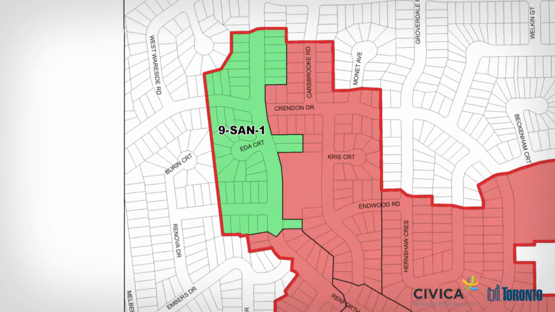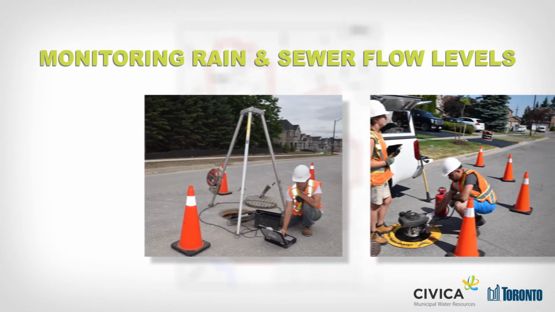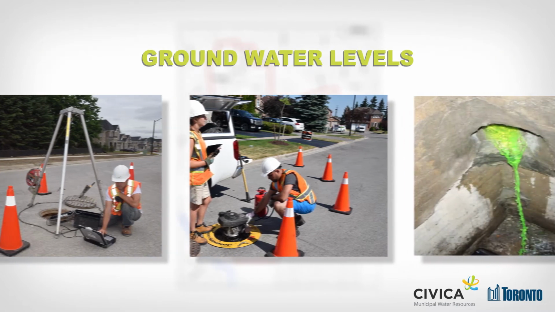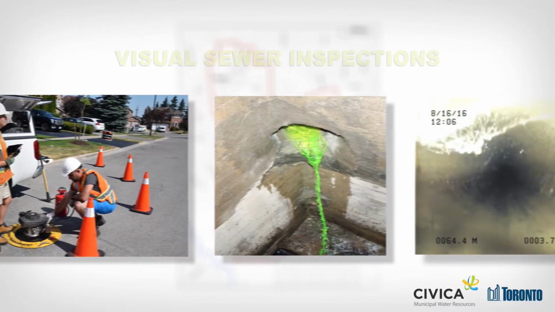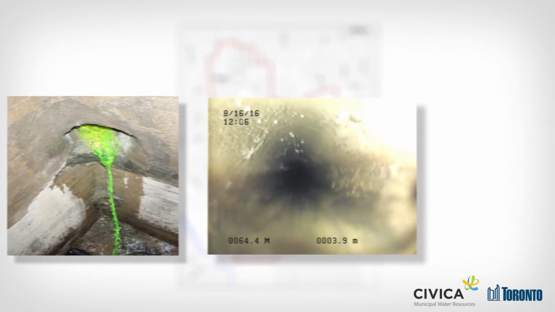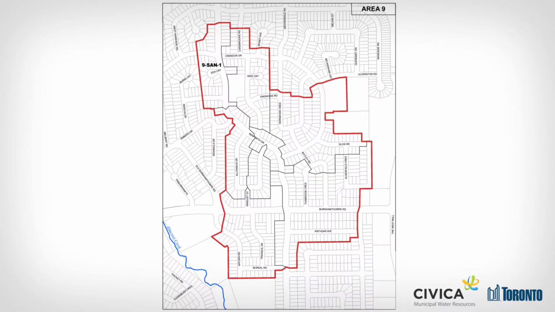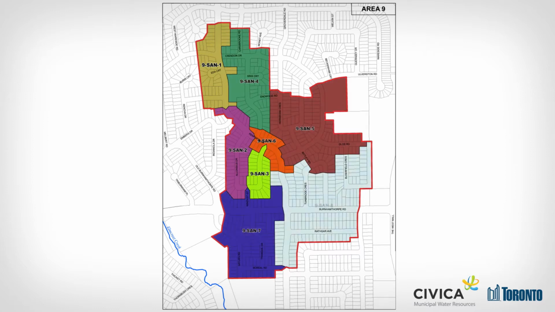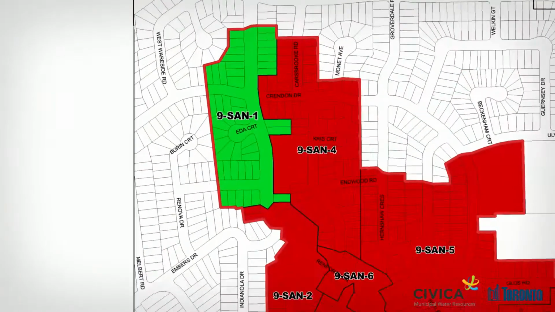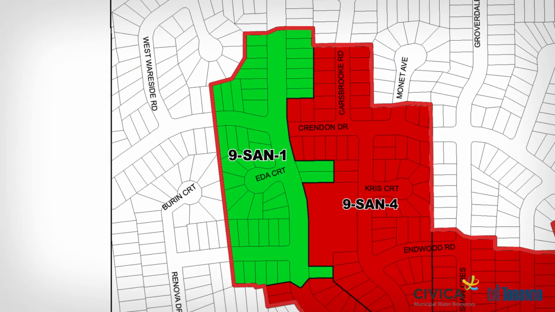An extensive field investigation, including monitoring of rain and sewer flow levels, groundwater levels, smoke and dye testing, and visual sewer inspections during rainfall, was conducted in order to validate the desktop results and to rule out other sources of I&I. The flow monitoring program, which had 8 flow monitors distributed over the 45-hectare area, measured chronic levels of I&I in all but one sub-area. As expected, sub-area 9 San 1, where homes have their foundation drains connected to the storm sewer, showed significantly less I&I in all rainfall events.